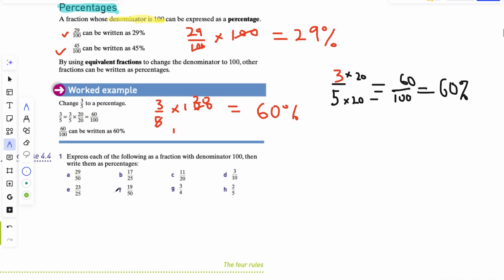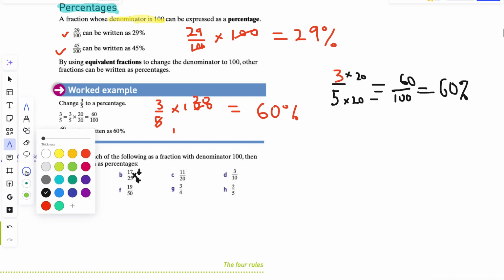So here are other questions like 70 over 25. If you want to change this one to percentage, you can just multiply the numerator and denominator by the same number. Here, we multiply by 4. You multiply 70 by 4, multiply 25 by 4. If you multiply 25 by 4, you're going to get 100, right?